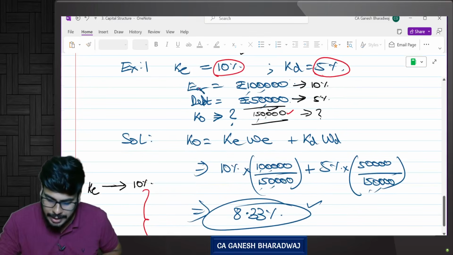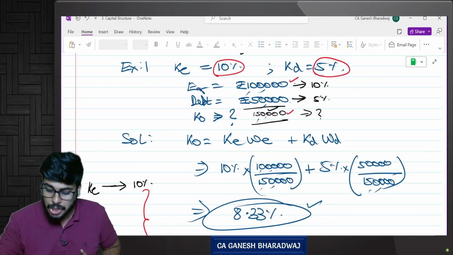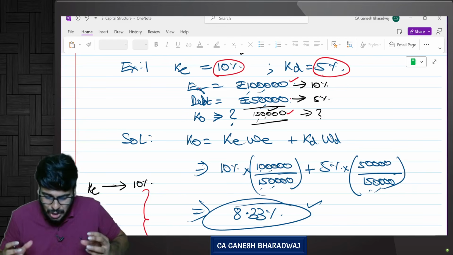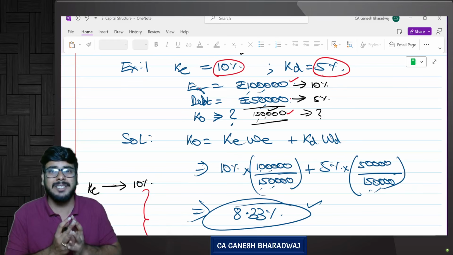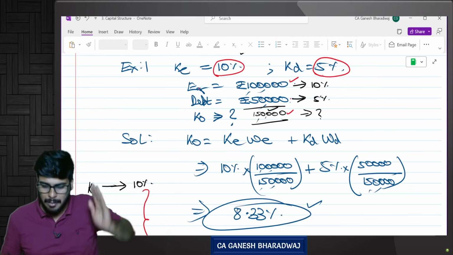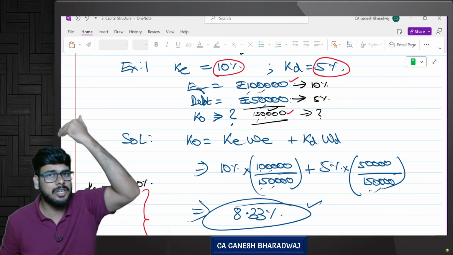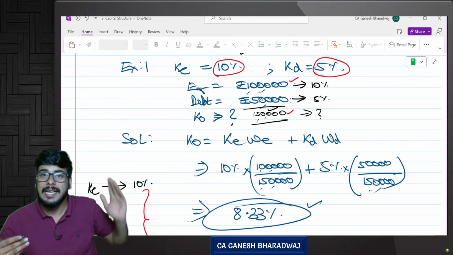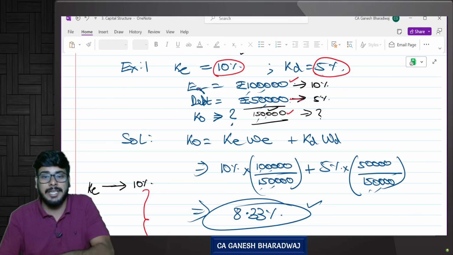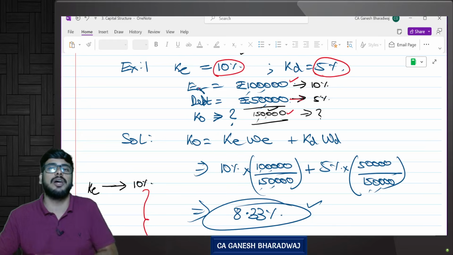To the extent of 1 lakh only, I am paying 10%. For the remaining 50,000, I am paying only 5%. So for the entire 1,50,000, it averages out. Now it cannot be greater than 10%, because for 1 lakh only I am paying 10%, and after that I am paying lesser than that. So it cannot exceed 10%. Can it go below 5%? No. For 50,000 only I am paying 5%, and for the remaining 1 lakh, I am paying 10%. So it has to be more than 5%. Are you clear with this?